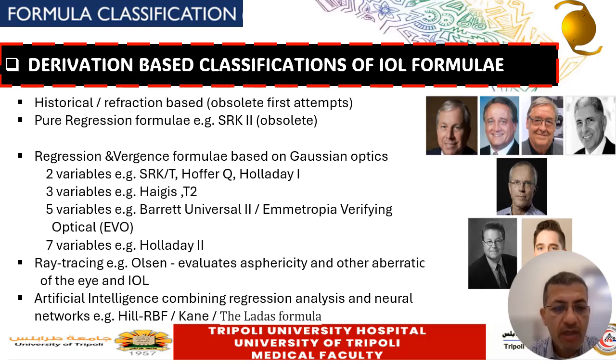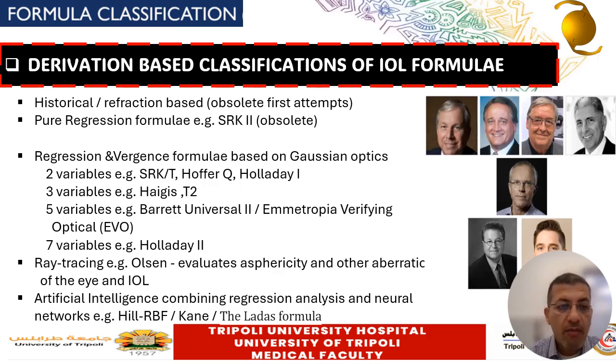Most of the third and fourth generation are theoretical formulae with and without regression analysis, so they utilize the Gaussian optics of the thin and thick lens principles and paraxial optics, so that they can modify the results based on certain constants, which can be 2 variables, 3 variables, 5 variables or even 7 variables. Classical examples are the SRK/T formula, the Holladay, the Haigis, the Barrett Universal and the Holladay 2. These are a combination of third and fourth generation, based on Vergence formula, Gaussian optics, paraxial optics, and also supported by regression analysis.